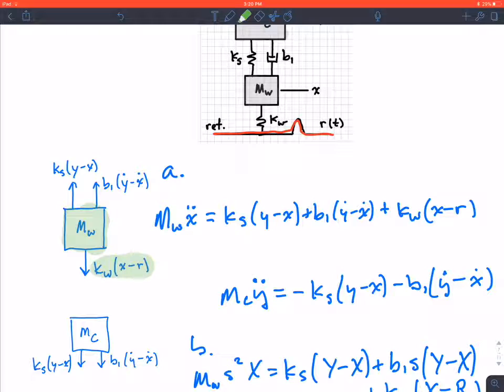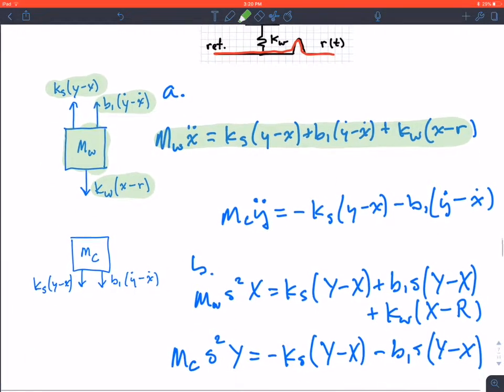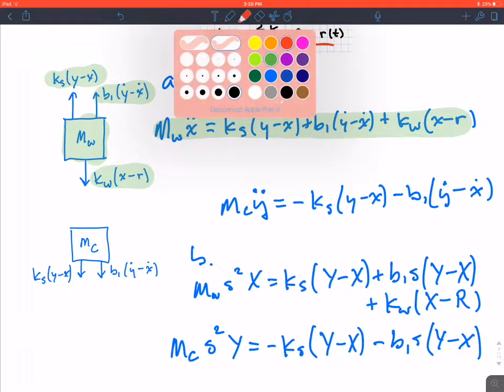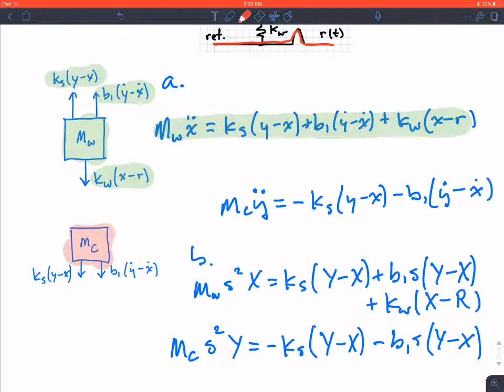All right, the next common mistake is that the forces acting in the up direction on the wheel are proportional to the difference between y and x. Okay, so once you have this free body diagram, this equation is straightforward to write. Now we have the same thing with the car. With the car, you just have the forces acting downward, and those, again, depend on the difference between x and y. So once you have this free body diagram, this equation is straightforward to write.